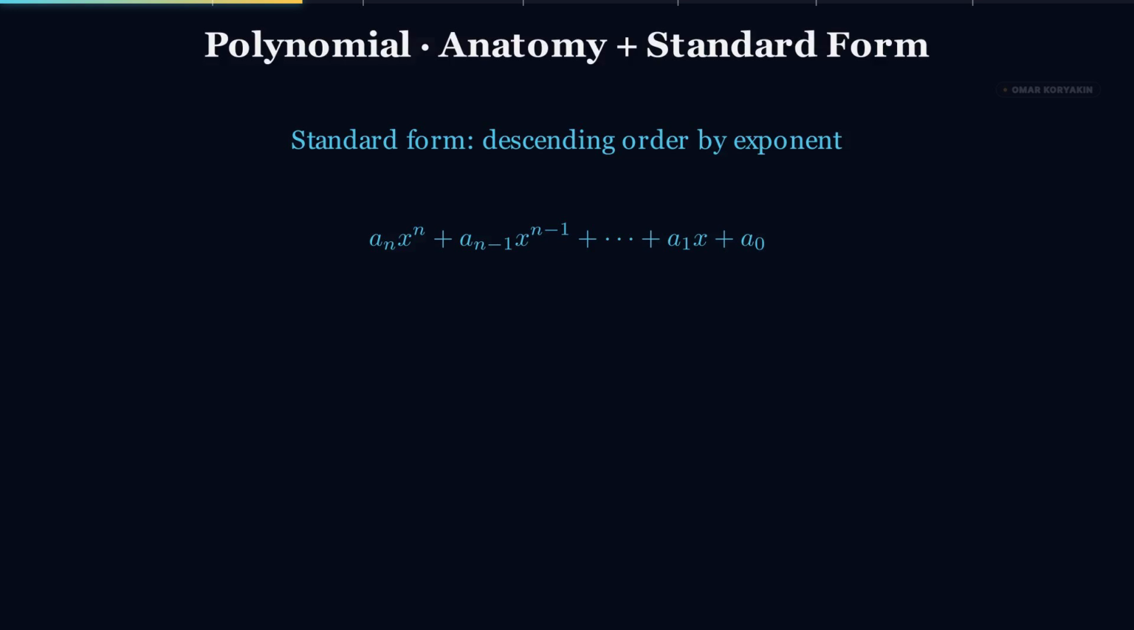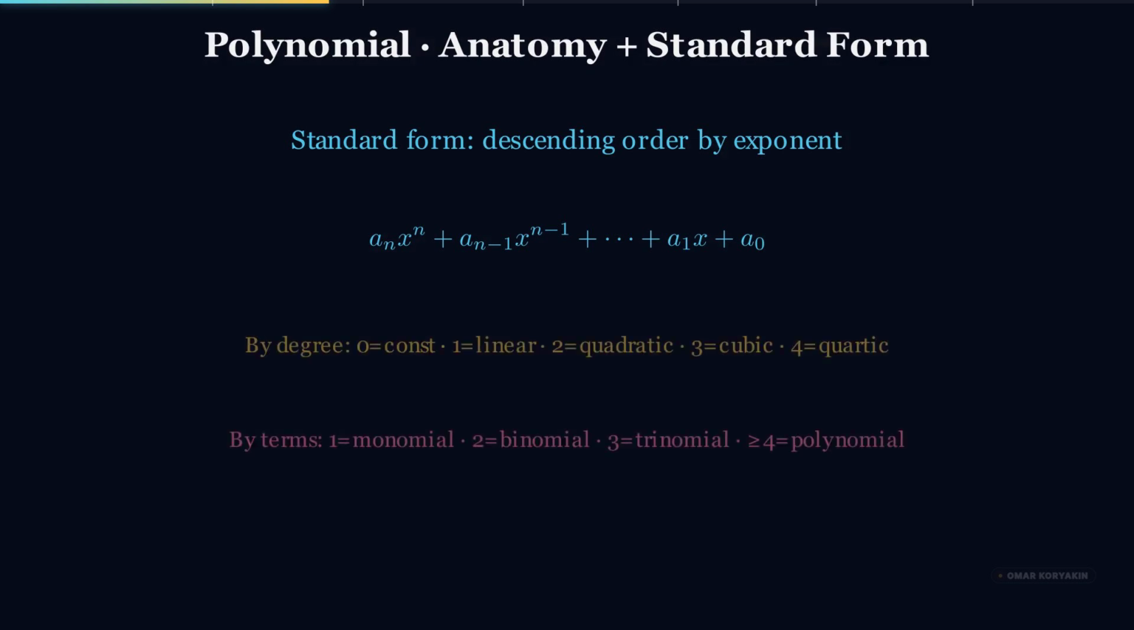The 6-piece anatomy vocabulary. Term, one additive piece. Coefficient, the numerical factor of a term. Leading term, the term with the highest exponent. Leading coefficient, the coefficient of the leading term. Degree, the highest exponent that appears, equivalently the exponent on the leading term. Constant term, the term with no x at all, equivalently the term with x to the 0. Use these 6 words deliberately on every polynomial problem.